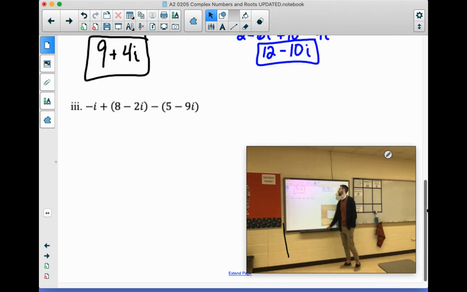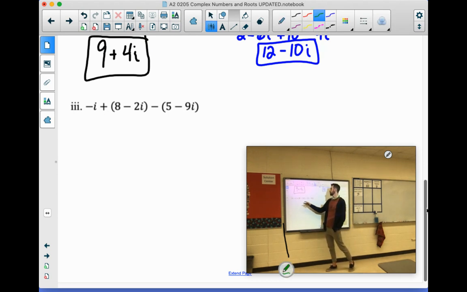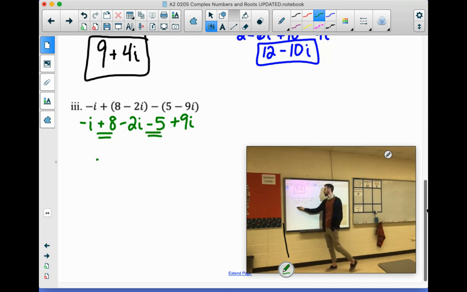Okay. And then the last one, -i plus 8 minus 2i. Change everything after this minus. So let's see, our regular numbers, we got 8 minus 5 is 3. And then our i's, we have -1, minus 2 is -3, plus 9 is 6.